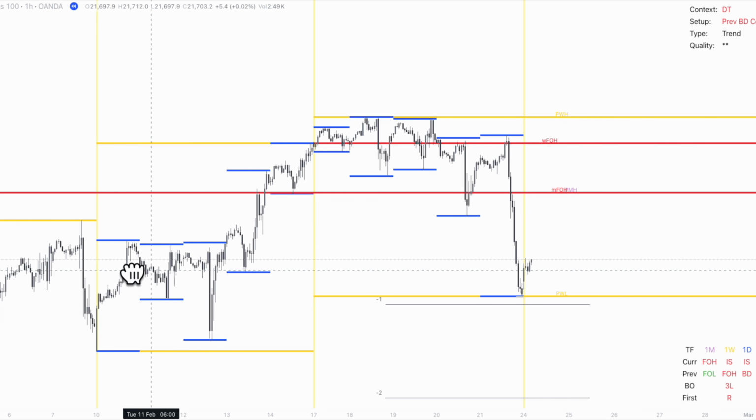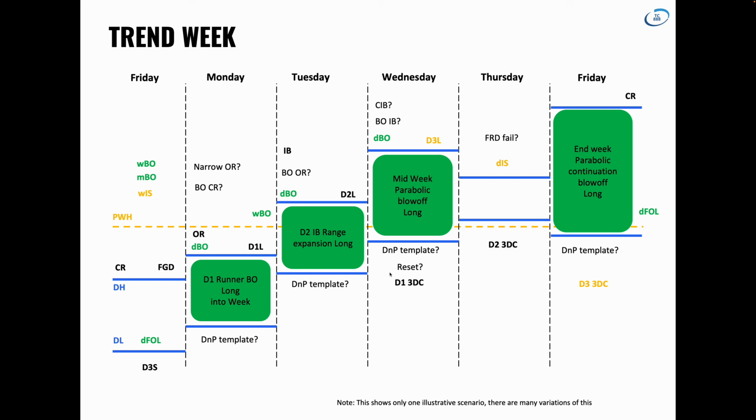Let's look at some more examples. So last example, trend week. So let's see, how does a trend week show itself? So we want to have a higher time frame bullish bias. So a weekly breakout, for example, monthly breakout or fake out low. What's favorable for a trend week is an inside week, for example. We see this often.